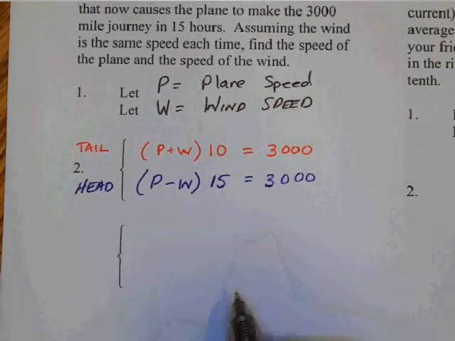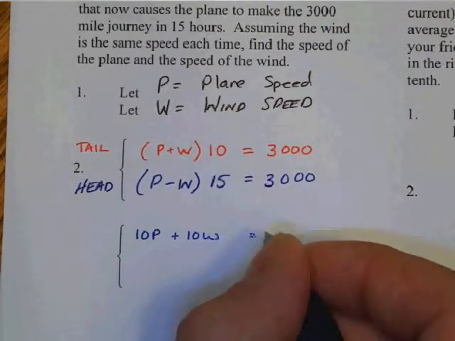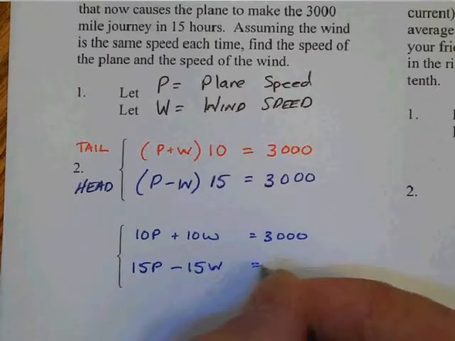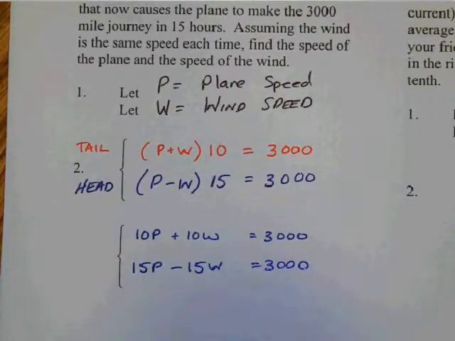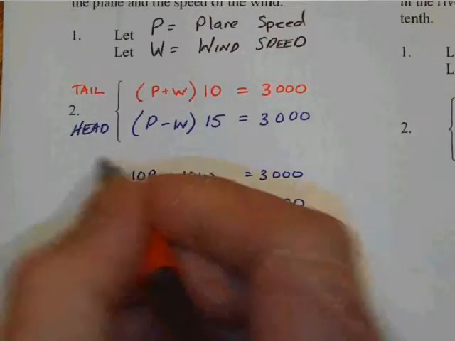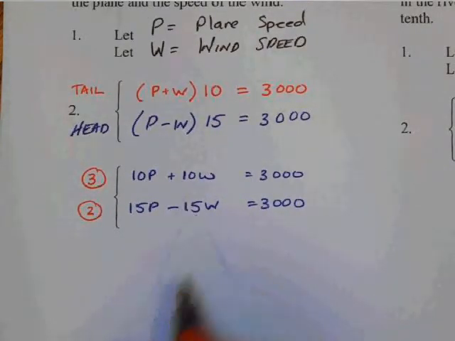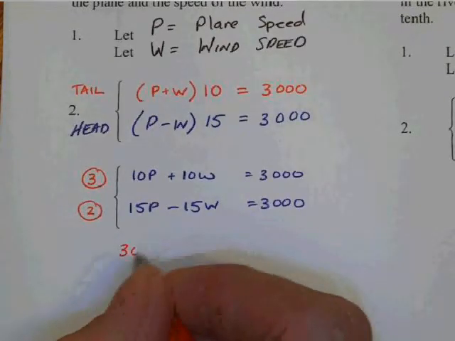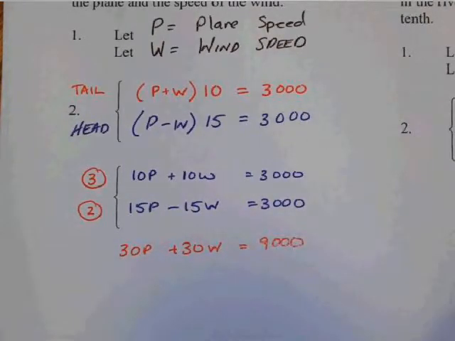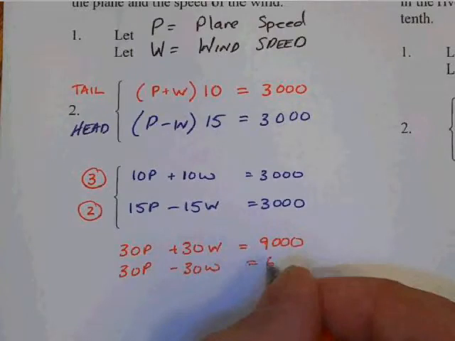As we look at these two equations, we're going to multiply them out, and we're going to get 10P plus 10W equals 3,000. On the bottom, we're going to get 15P minus 15W equals 3,000. Now I'm going to try to knock out my variables, and I'm going to knock out the W's since they're pluses and minuses. I'm going to multiply the top equation by 3 and the bottom equation by 2 in order to get 30 and negative 30 for both of those cases. The top equation becomes 30P plus 30W equals 9,000. The bottom equation becomes 30P minus 30W equals 6,000.